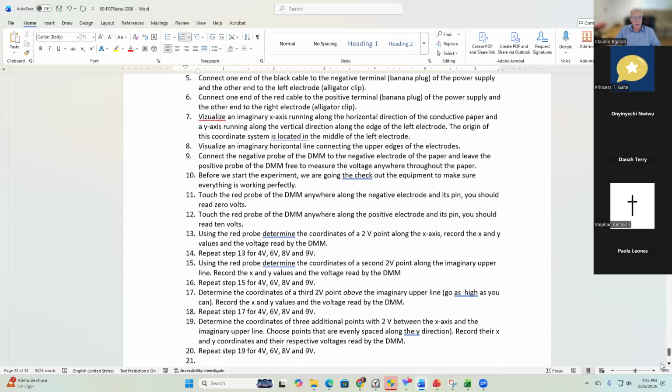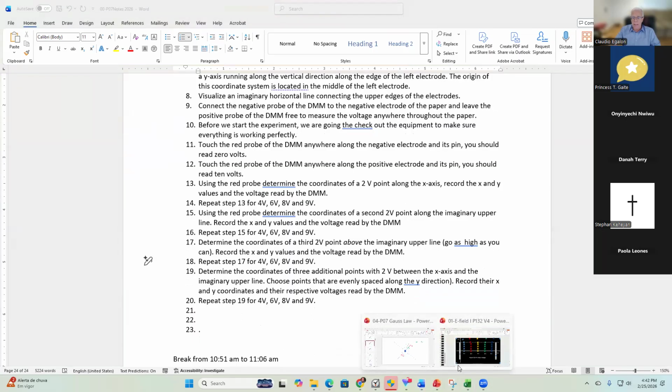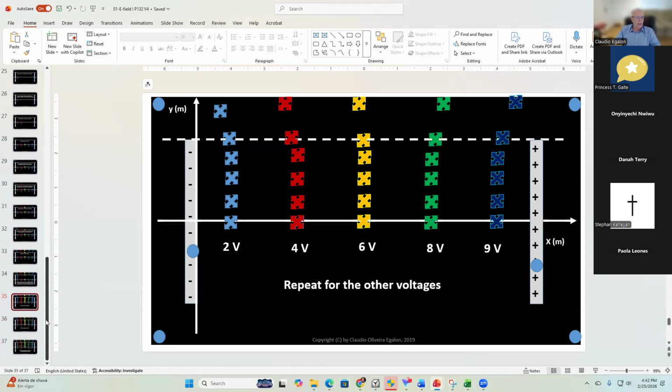That's right. Okay. Repeat step 19 for 4, 6, 8, and 9 volts. Let's go another 3 minutes. Any questions? It's lots of information, right? But that's how we do it in the lab. I did this experiment so many times that I already memorized it. And I have all these notes, all those illustrations showing the step-by-step procedure of your experiment.